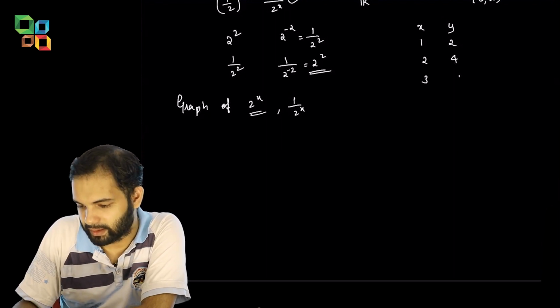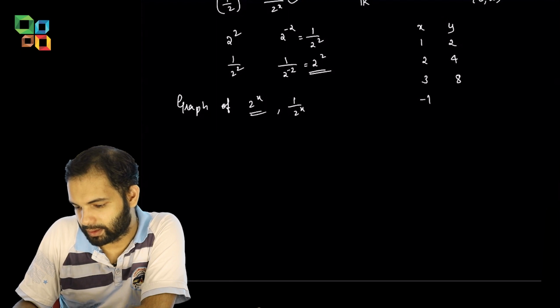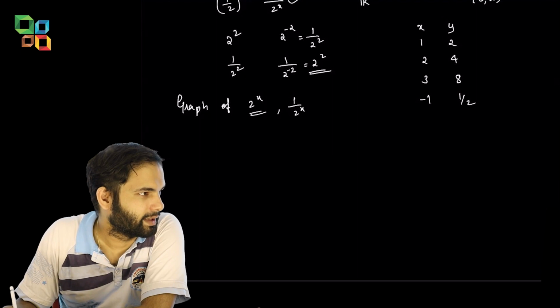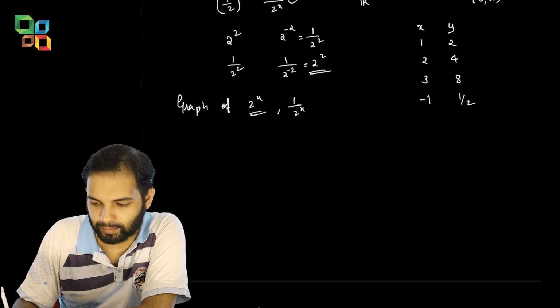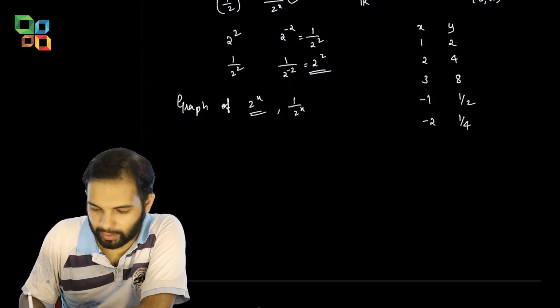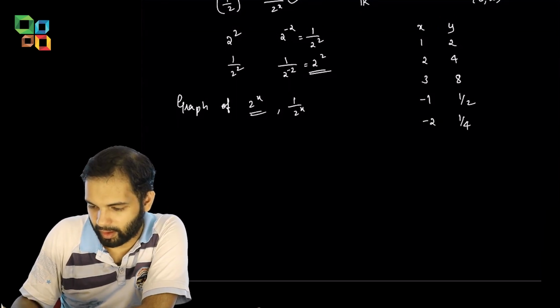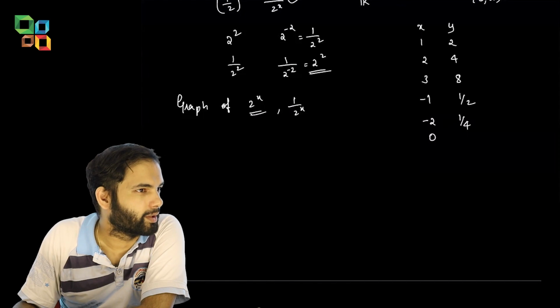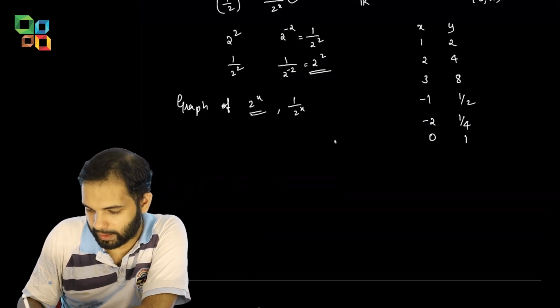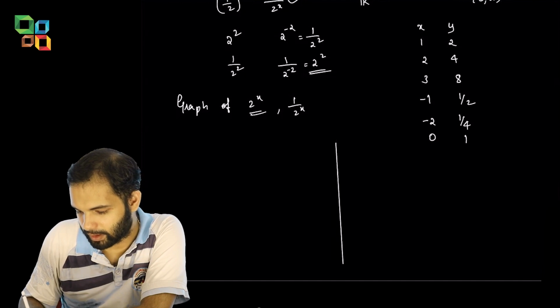Okay. 3, I'll write, is 8. So minus 1 it is 0.5, 1 by 2. Okay. That's it. Then minus 2 will be 0.25. So 1 by 4. Yeah. 0.25. Right. Okay. I think you have missed 0. We can write 0 also, right? So it will be 1. Correct. So can you plot these points and see what happens?